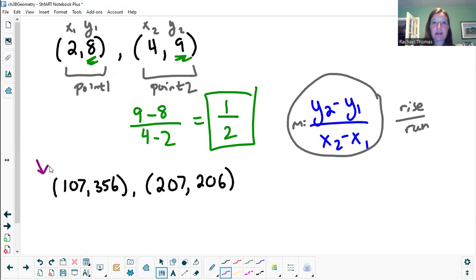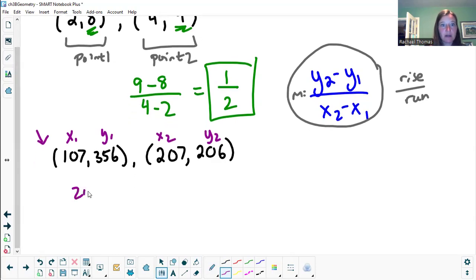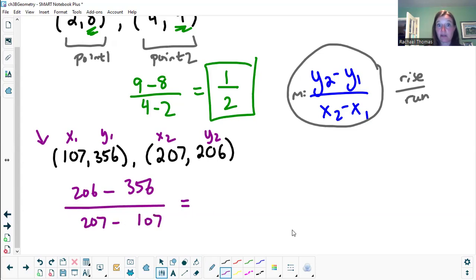Let's try this guy down here. Okay, don't be afraid of big numbers here. I've got x1, y1, x2, y2. I'm just going to follow my rule. y2, 206, minus y1, 356, divided by x2, 207, minus x1, 107. All right, now you can check my math if you'd like to here. You can grab a calculator if you would like to actually check my computation. Math is the thinking that we're doing. Computation is just crunching numbers. 207 minus 107 is 100.